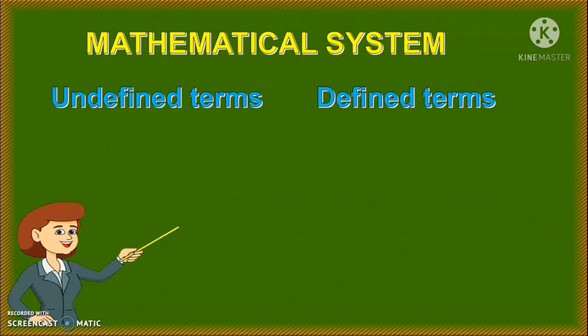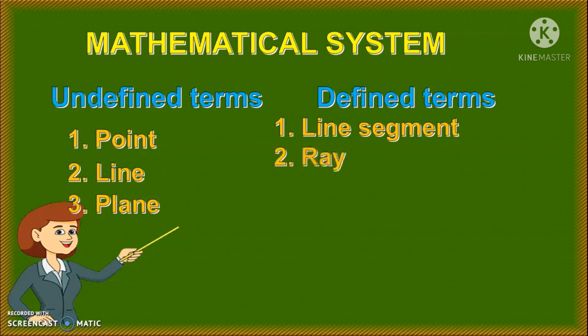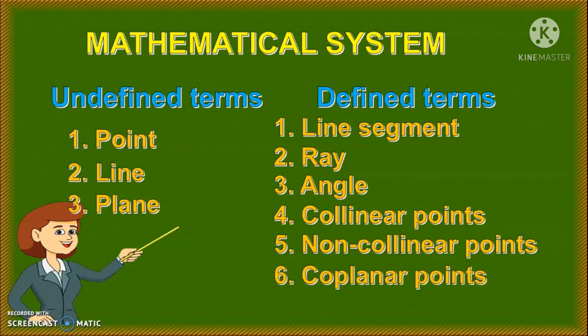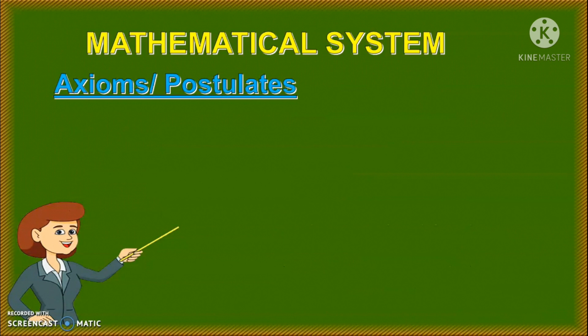So, pasadahan na natin yung previous lesson natin. Undefined terms, meron tayong point, line, and plane. Sa defined terms naman, meron tayong 7: line segment, ray, angle, collinear points, non-collinear points, coplanar points, and non-coplanar points. So, we will proceed to axioms or postulates and theorems.